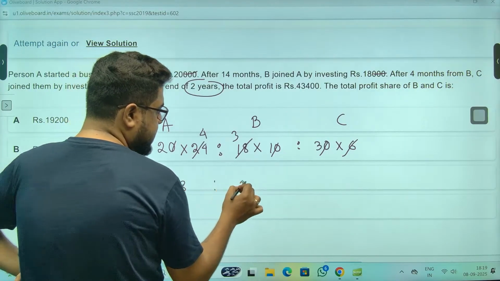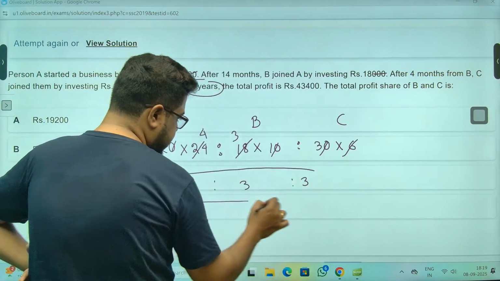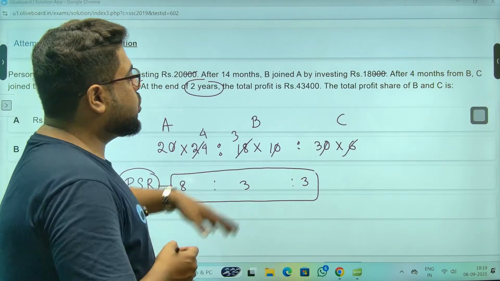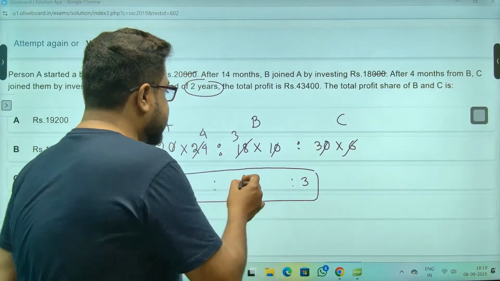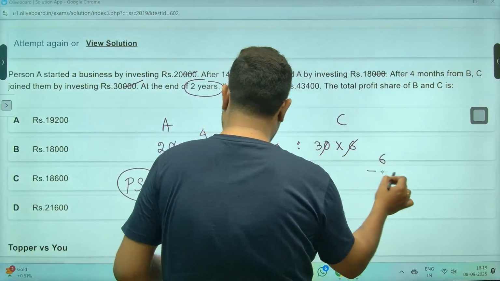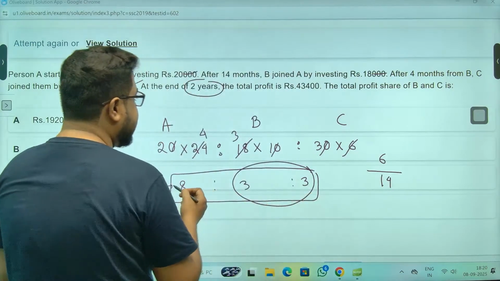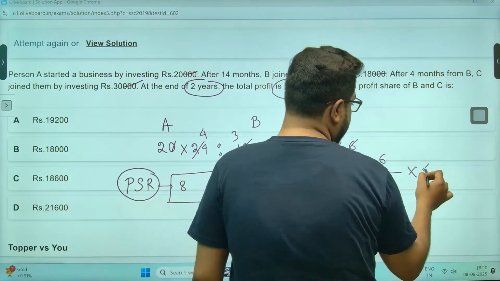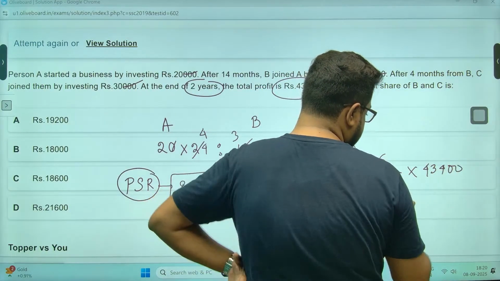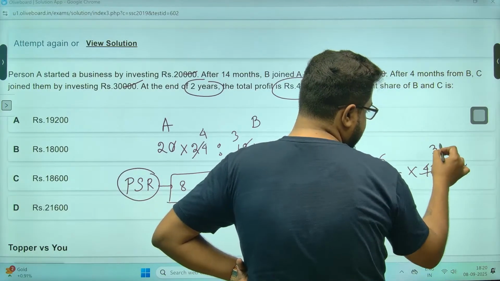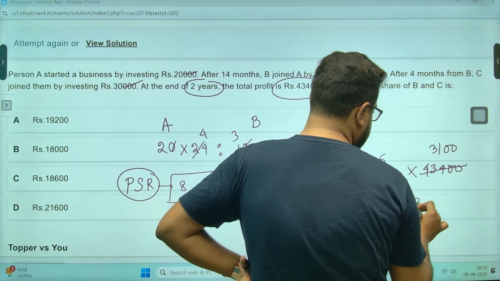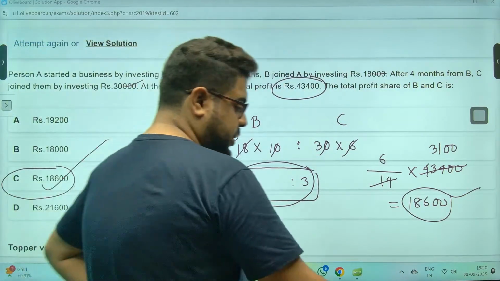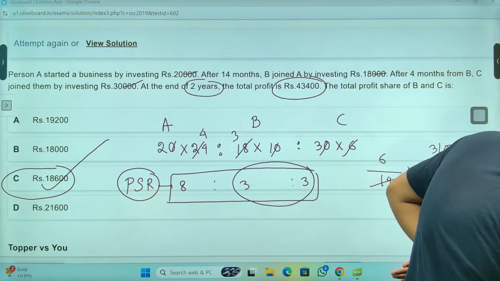So this is 833. This is the PSR, profit sharing ratio, sir. Correct? Done. The total share of profit of B and C. Total, sir, 6 parts out of 6 and 8, sir, 14 parts. You see, total 18, sorry, 14. And total profit is 434,000, sir. 14 threes are this, ones are this, 00. So 18,600 rupees. 18,600, option number C, sir. Option C, 18,600 is the correct answer.